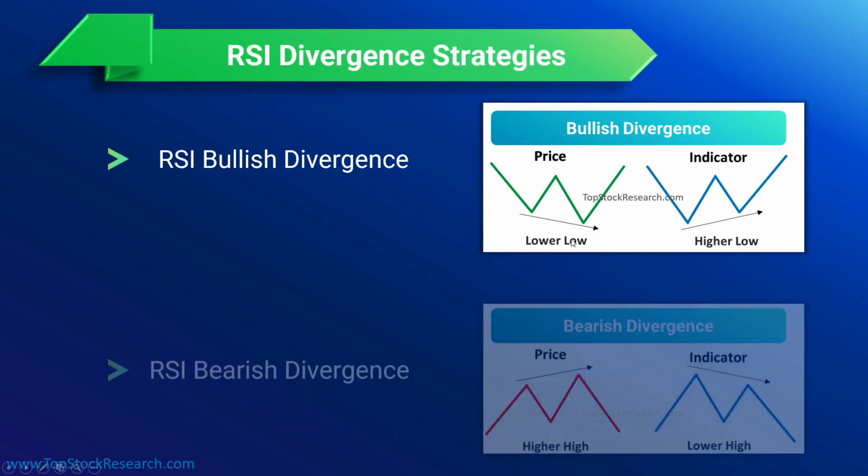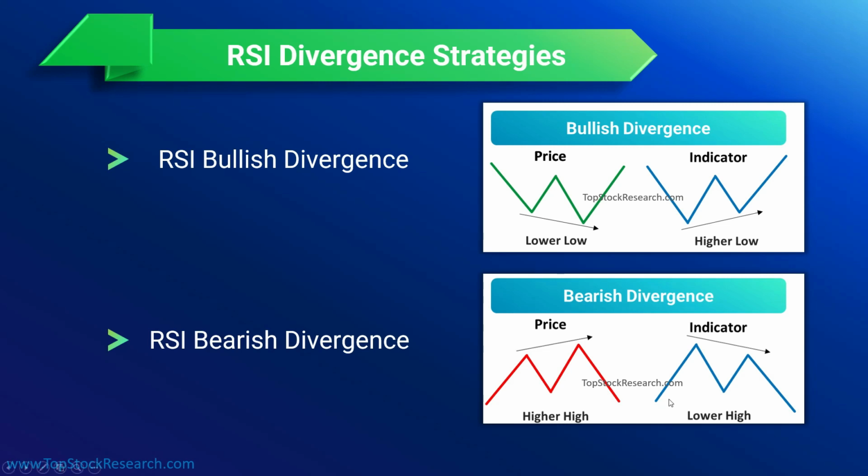Similarly, bearish divergence is where the price is making higher highs and the indicator is making lower highs. So you clearly see the direction of price and the indicator is reverse. That is why it is called divergence. The indicator movement is diverging from the core price. So if there is a bullish divergence, you should be looking to get into the stock. If it is a bearish divergence, you should be looking to exit the stock.